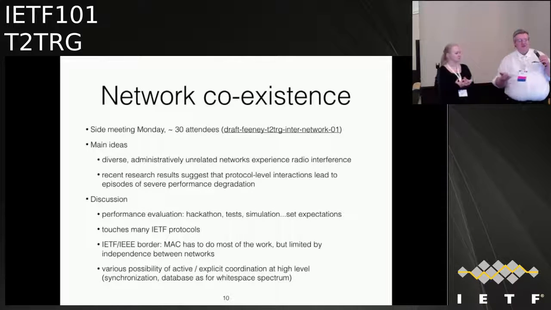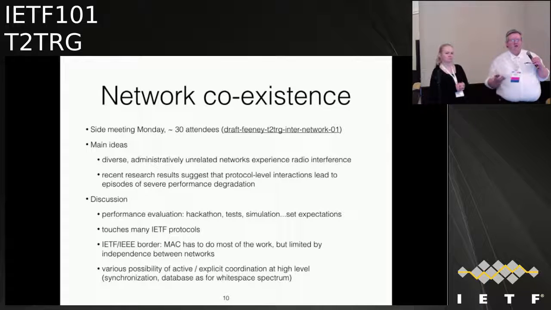So the idea is to just look at the situation and find out what other research we can get started, based on the fact that we are no longer in the phase where we have a single thing with a couple of nodes around it, but we have independently administered networks suddenly meeting in the wild. And there are surprises. A lot of research shows there are surprises. Are other surprises in store? We don't know. We don't have the research.